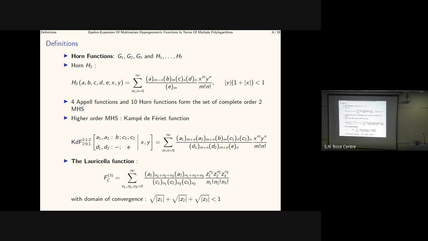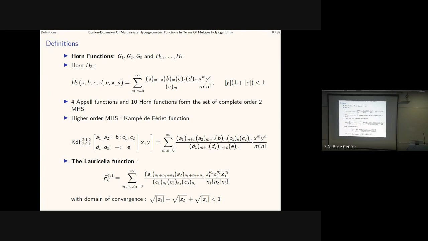So these 4 Appel functions in the previous slide and the 10 Horn functions form the complete set of order two multiple hypergeometric functions. And some of them are also related to each other. The study of these relations is called the transformation theory of hypergeometric functions. And then there are higher order series which are called Kampé de Fériet functions. Again, you put lots of Pochhammer symbols in numerator or denominator, and actually there are infinite numbers of them.